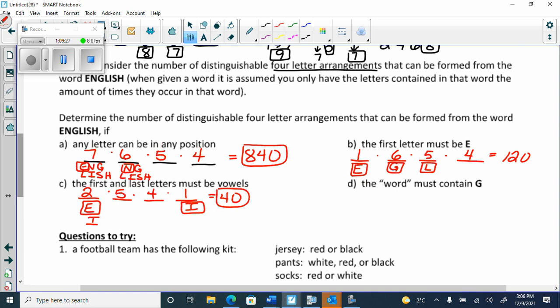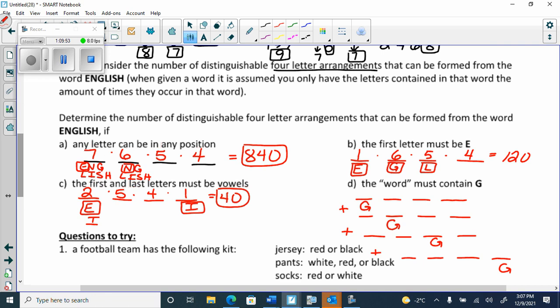And then the last one is a little bit of trickery. The word must contain G. It doesn't say where. So, no, it has to contain G though. So I could have a G here, or a G here, or a G here, or a G at the last blank, correct?